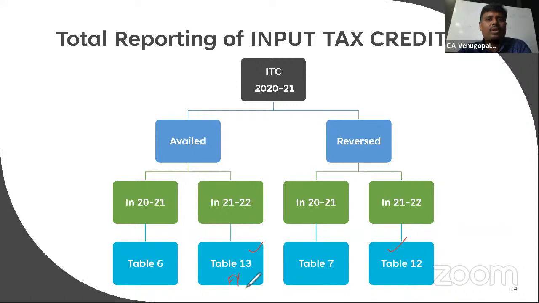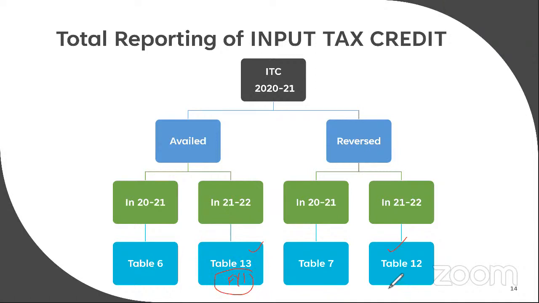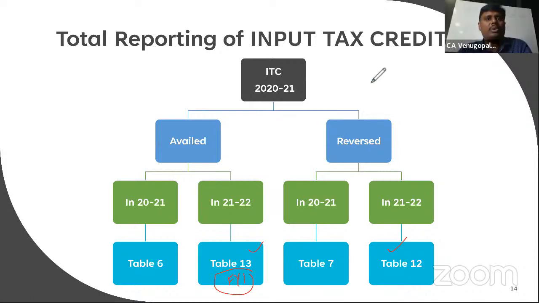By the way, we have a notification which gave an exemption in terms of reporting in table 13 and 12. I would personally suggest, even though there are exemptions in reporting, one has to report all the numbers so that you get clarity of what has been reported.